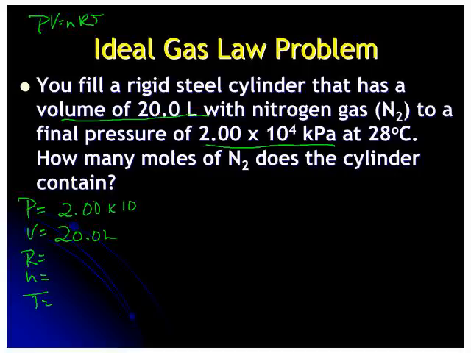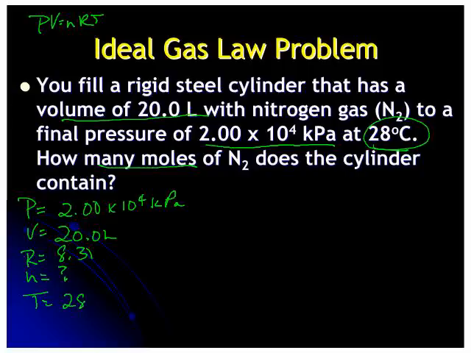2.00 times 10 to the 4th kPa. Okay, and then since this is kPa, kilopascals, R has to be 8.31. And then we're looking for moles. It says how many moles, so that's where the question mark goes. And my temperature is 28 degrees Celsius, so I have to do 28 plus 273 equals 301 Kelvin.